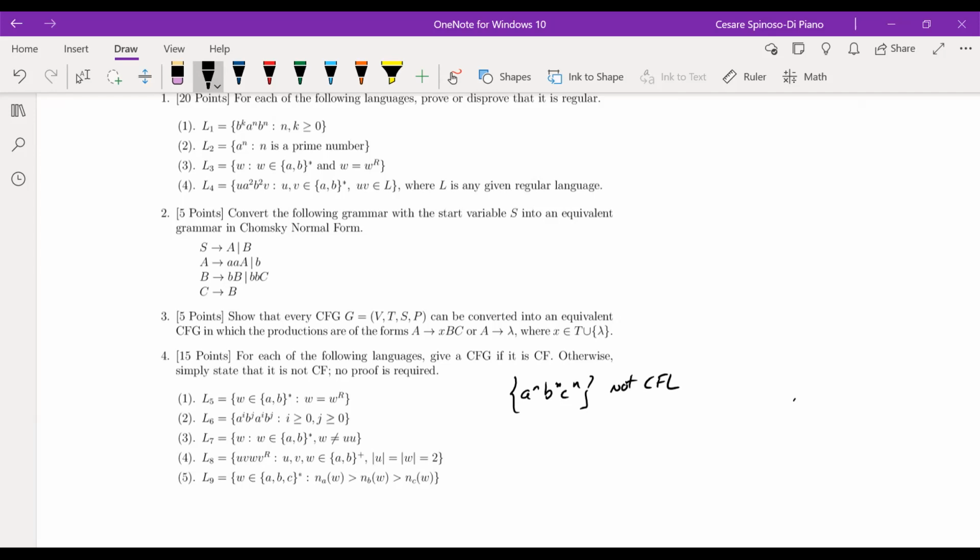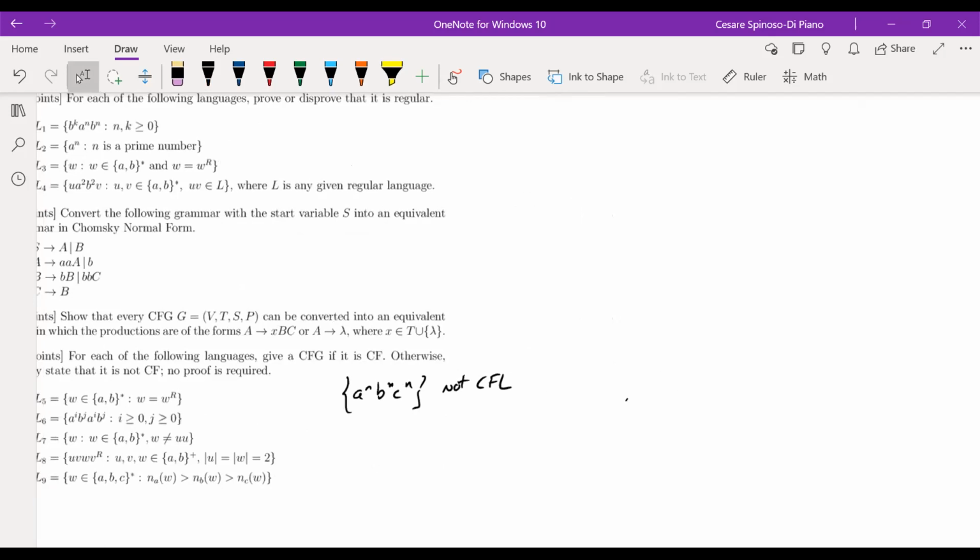So for instance, if we look at a^n b^n, the idea behind the context-free grammar here is S gives me aSb or lambda. So this is the context-free grammar. If you wanted to write a machine for this, the idea would be to use something like a stack, okay?